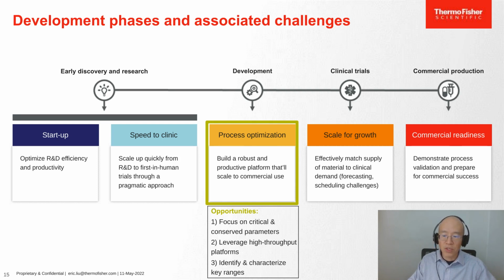There's also opportunity to leverage a number of technically advanced high throughput automation systems, which can drastically accelerate key steps, which we'll mention a little later. Lastly, it's important to identify and characterize key ranges for manufacturing to avoid deviations that would cause failures down the line.